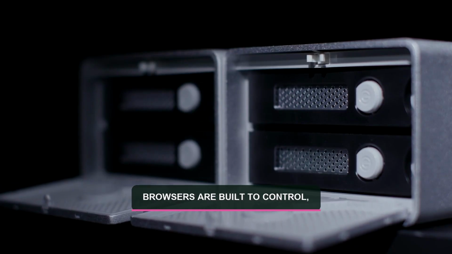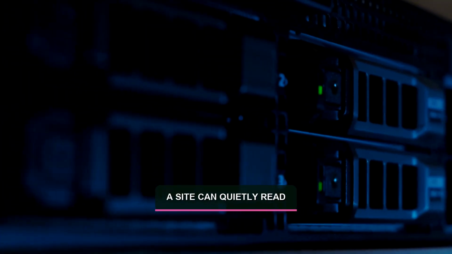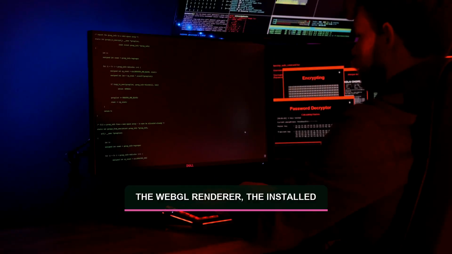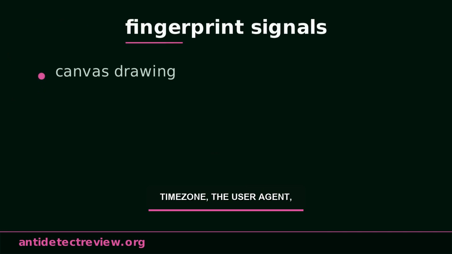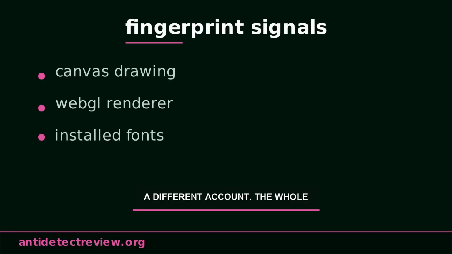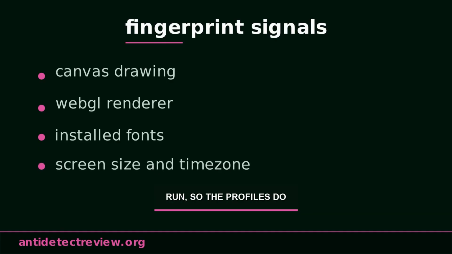Start with the thing these browsers are built to control, the fingerprint. When you load a page, a site can quietly read dozens of signals from your browser: the canvas drawing, the web renderer, the installed fonts, the screen size, the time zone, the user agent, and a long list of smaller details. On their own, each one is ordinary, but combined, they form an ID specific enough to recognize the same machine again on a different account. The whole purpose of an Antidetect browser is to present a different, internally coherent set of those signals for every profile you run, so the profiles do not all trace back to one real device.